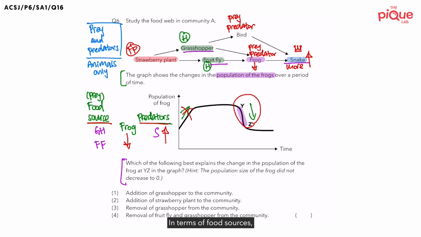In terms of food sources, what will cause the frogs' population to decrease? Should the frogs have more food or less food to feed on? The frogs should have less food to feed on, which means that there will be a decrease in either the grasshopper's population or a decrease in the fruit flies' population or a decrease in both the grasshopper and the fruit flies' population. Let us write that in our food web as well.